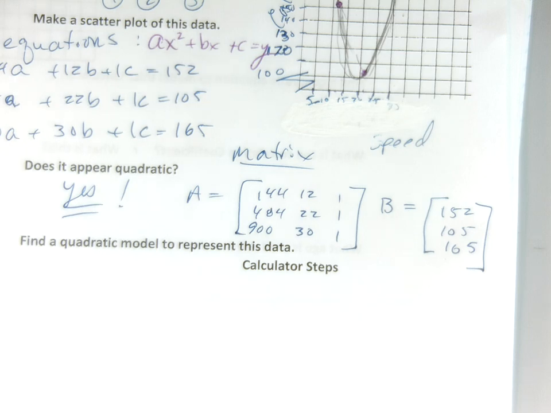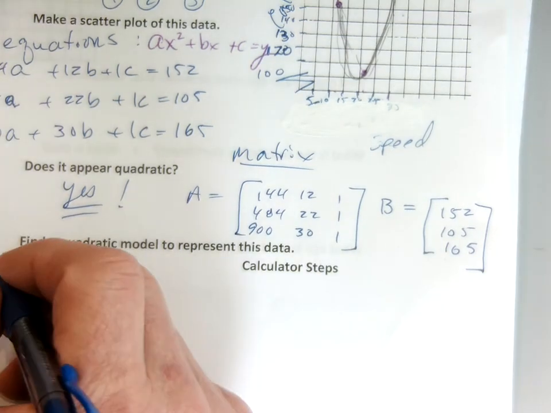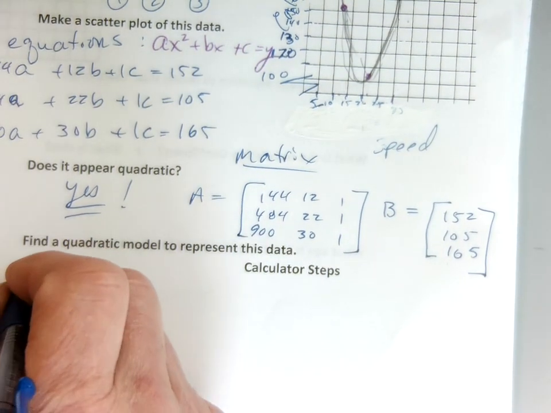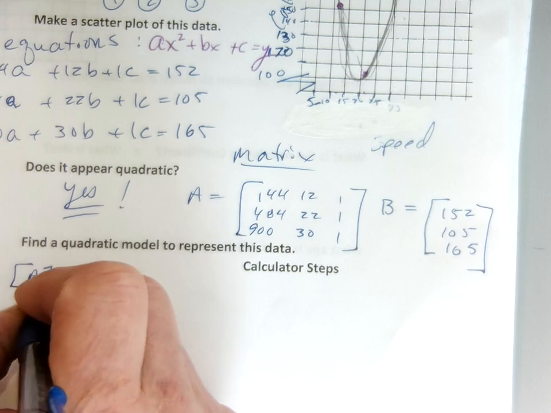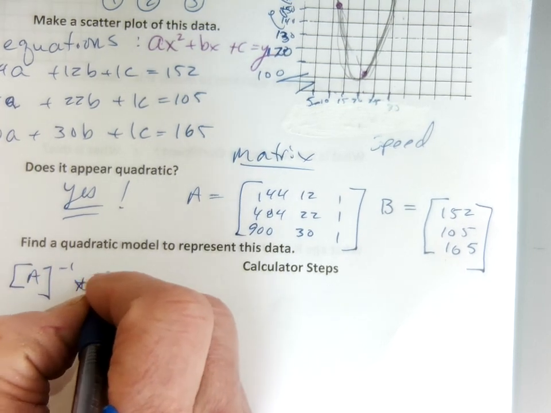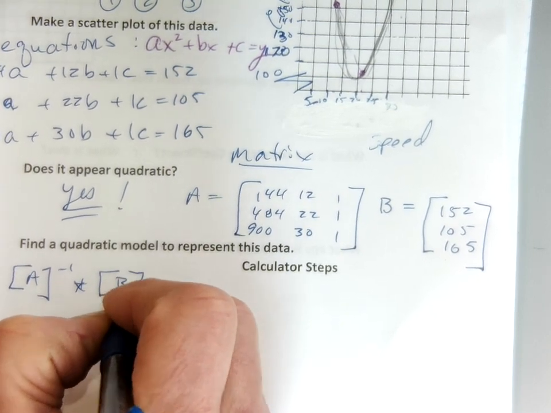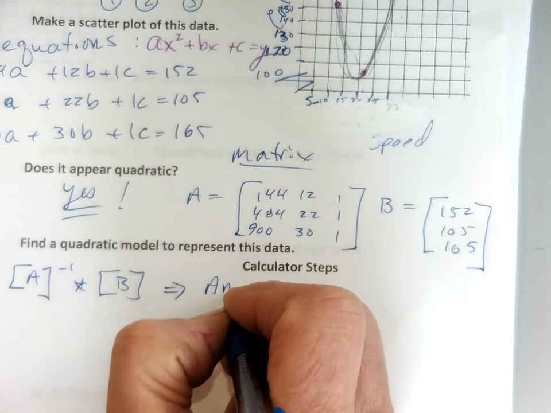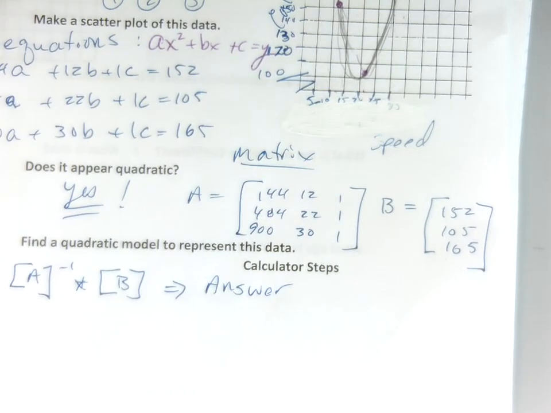Now the directions we took yesterday are already posted up on YouTube if you want to watch them, but I'm going to go through it again, okay? Eventually, this is what we want to put in our calc: we need A inverse times B to get our answer. That'll give me my answer, okay? And I will highlight that in a second.